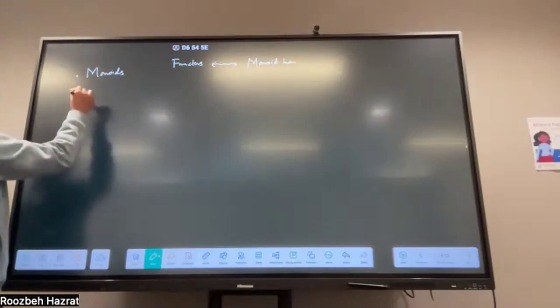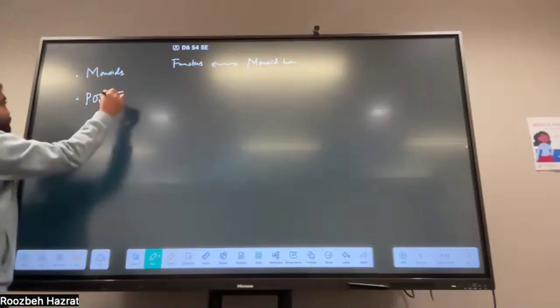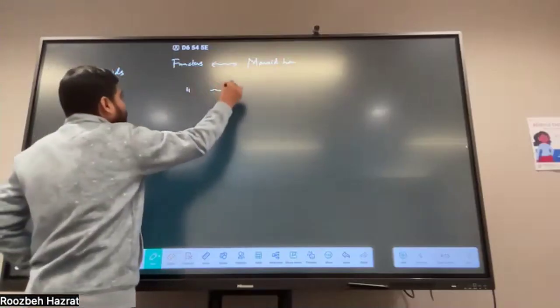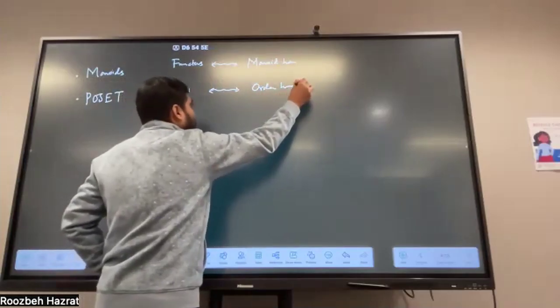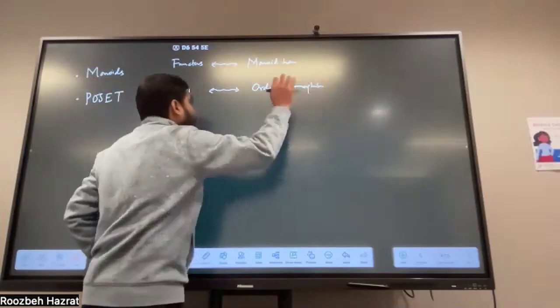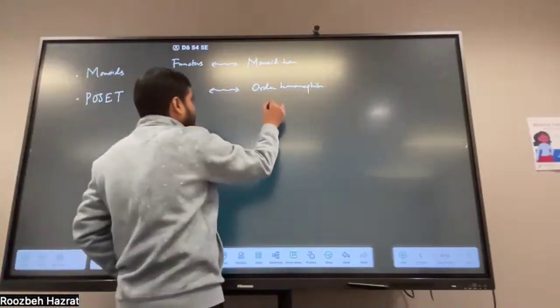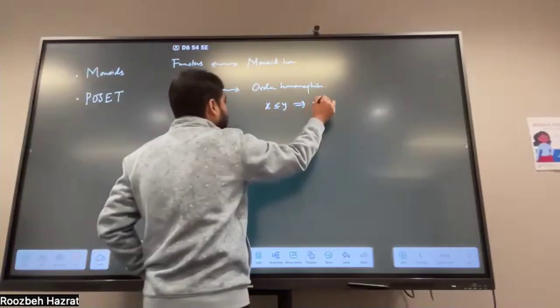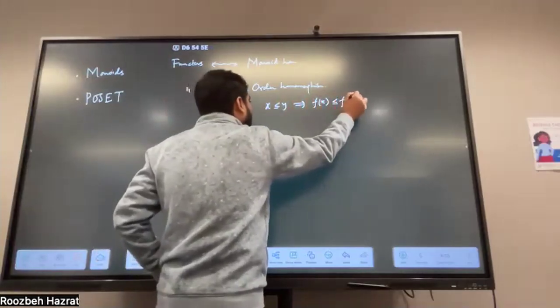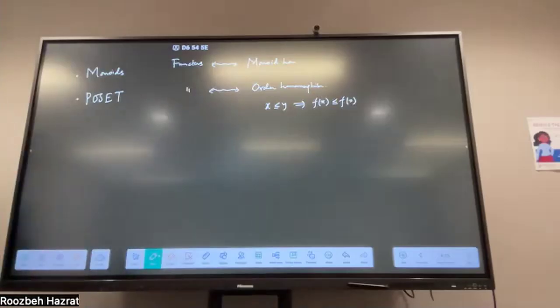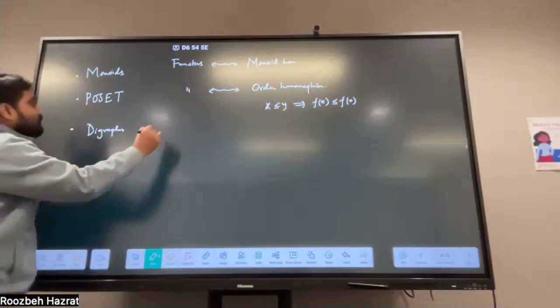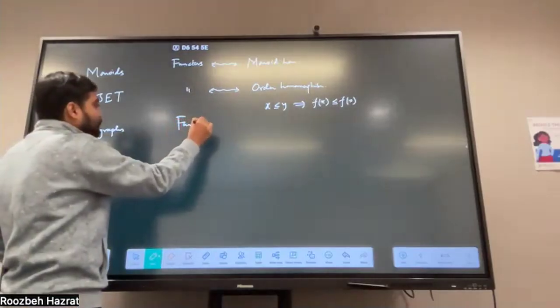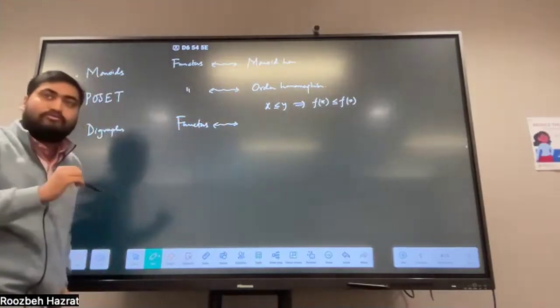Similarly, if you have posets, here functors are nothing but order homomorphisms. That means maps which preserve the order: x less than or equal to y implies f(x) less than or equal to f(y). Now from this, I think many of us may be tempted to say that if you have directed graphs, then functors will be graph homomorphisms.